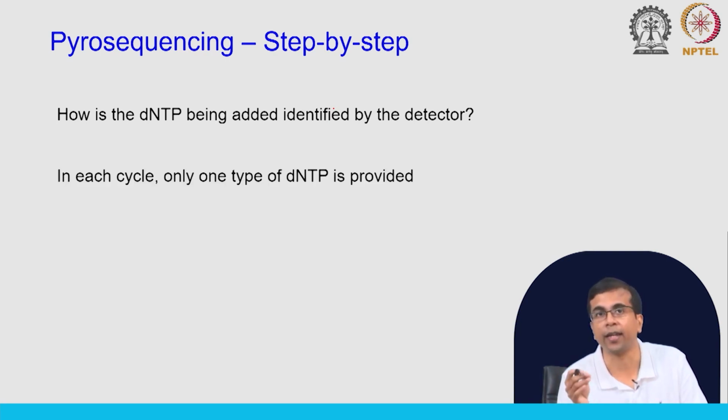So, in each cycle we provide only one type of dNTP. These are called cycles. Let us say we provide A, we see if there is any signal, and then we wash away all these A's, and then we add G, and again wait to see if there is any signal, and then wash away G. Then we continue this process with C, T, etc., and then we start again with G. So, this is a continuous process that happens for many cycles.